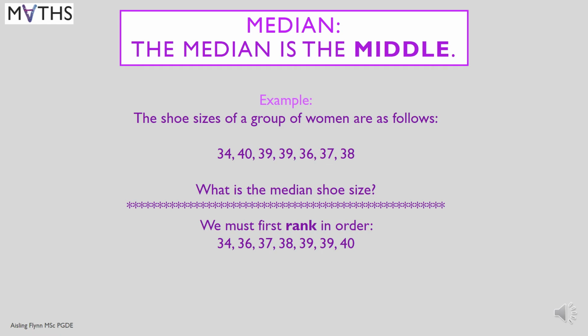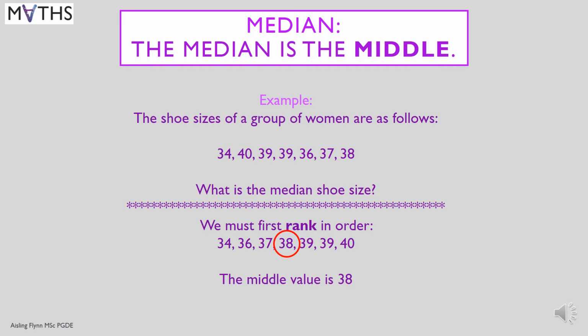Now we see 34 is the smallest and 40 is the largest. And now we're going to find the middle one. How I do this is you just look, in this case you have 3 either side of the 38. So 38 is very much in the middle, and we say the middle value is 38.